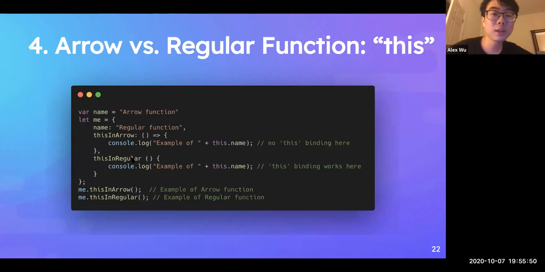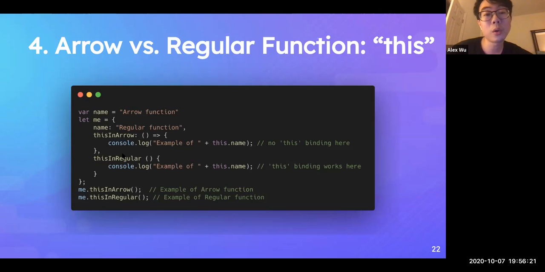And if you call the regular function here, since the regular function has this binding, and this is able to access the name property within the me object, it will output example of regular function. So the name is regular function. And we will definitely cover scope in much more detail later, because scope is a pretty tricky topic.